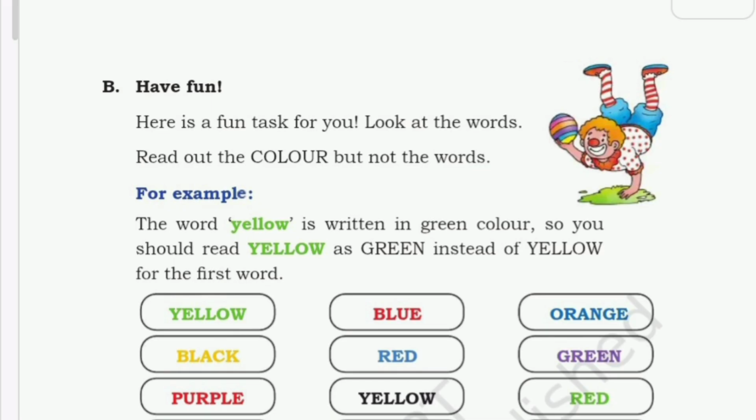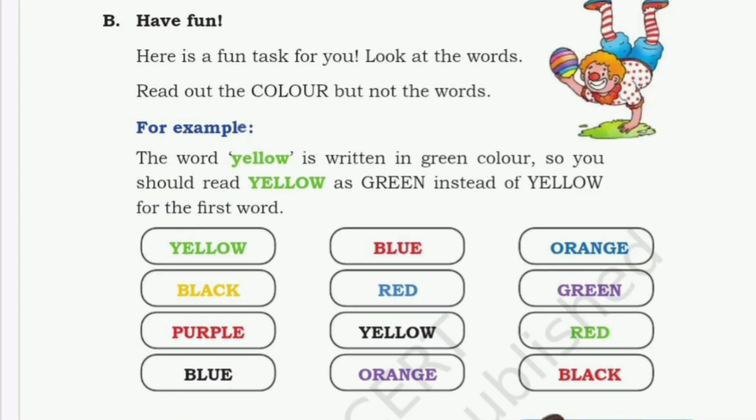Next section is have fun. Here is a fun task for you. Look at the words. Read out the color but not the words. For example, the word yellow is written in green color. So you should read yellow as green instead of yellow for the first word. So let us start. First yellow is written in green. So we read as green.